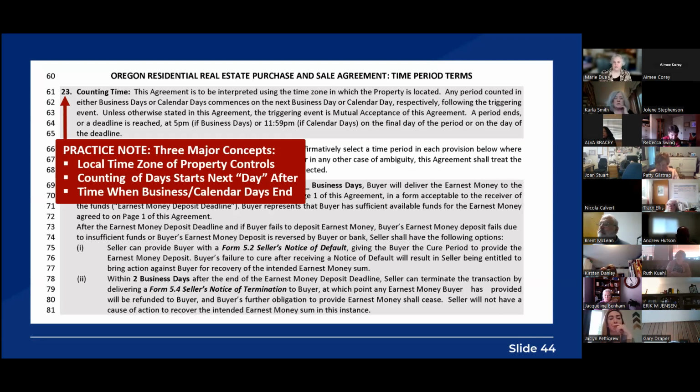Counting the days, just like we've always been doing, it's the next day after mutual agreement. So next business day: you sign it on Saturday, and it's a 3-day weekend, that next business day is going to be Tuesday. If it's calendar days, the next day, Sunday, is going to be your date. And we also talk about the standard of practice that it is 5 p.m. on the business day and 11:59 p.m. on a calendar day. So a calendar day is midnight to 11:59.